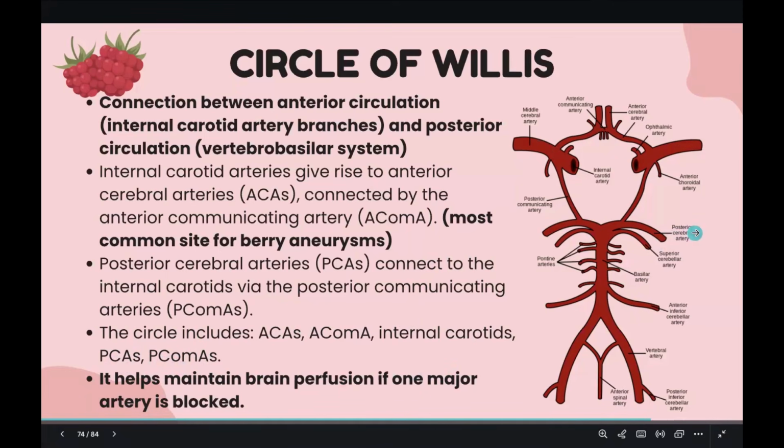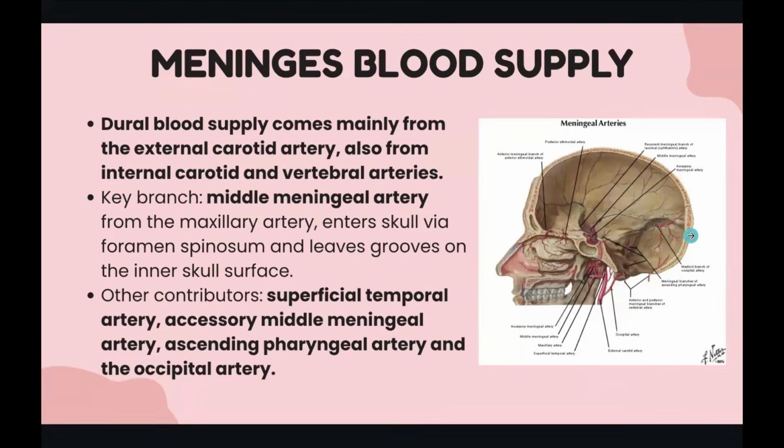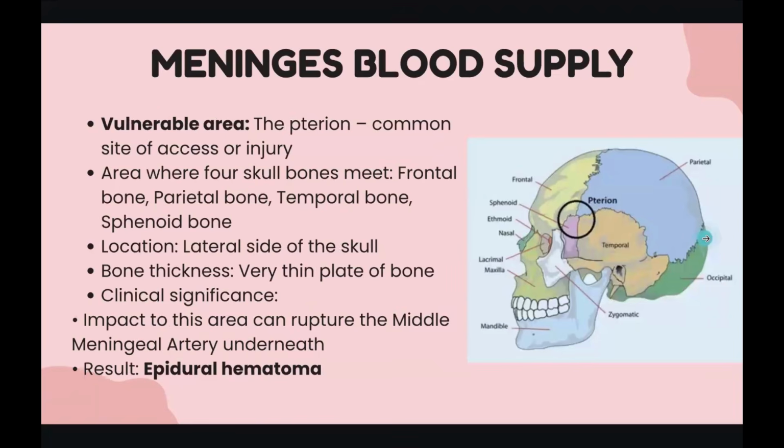All right. Now that we've done with this, let's quickly mention the meninges blood supply. So the dural blood supply comes mainly from the external carotid artery and also from the internal carotid and vertebral arteries. A key artery is the middle meningeal artery because it comes from the maxillary artery and enters the skull via the foramen spinosum and leaves grooves on the inner surface of the skull, but it supplies the majority of the meninges. Other contributors are the superficial temporal, the accessory middle meningeal, the ascending pharyngeal artery and the occipital artery.